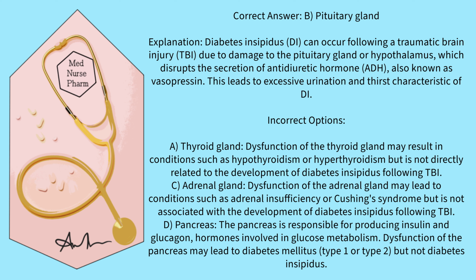Pituitary gland. Diabetes insipidus can occur following a traumatic brain injury due to damage of the pituitary gland or hypothalamus, which disrupts the secretion of antidiuretic hormone, also known as vasopressin. This leads to excessive urination and thirst, characteristic of diabetes insipidus.